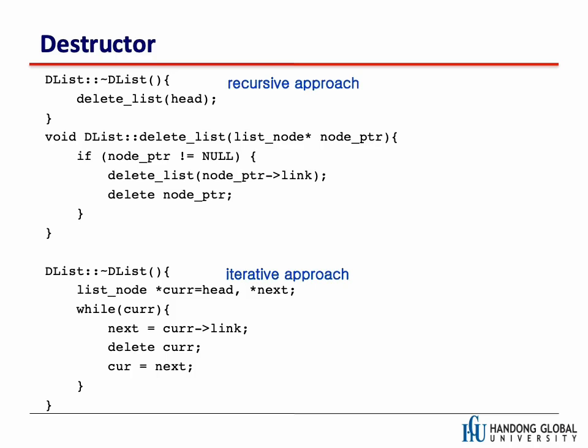Or in the second part of this slide, we have a destructor without the delete list function. We actually deallocate memory space in an iterative approach. So we have a list node pointer current, which is pointing to the head, and then we have next. If the current is not null, then next is pointing to the next of the current node, and then we delete the current node, and the current is moving to the next. So that's what I said before. We can deallocate all the nodes from the first node to the last node in that order with an iterative approach.